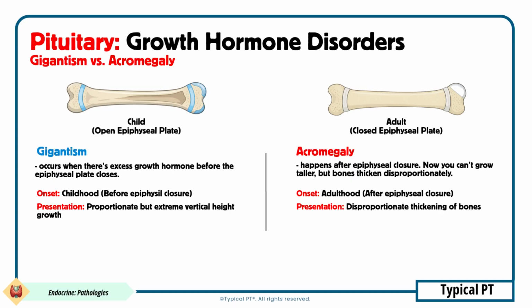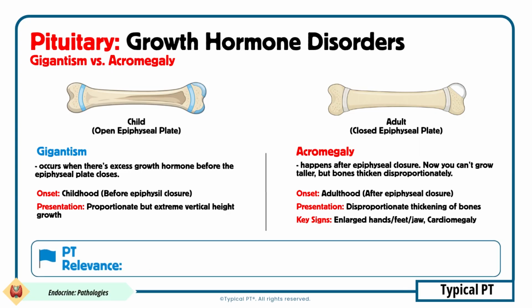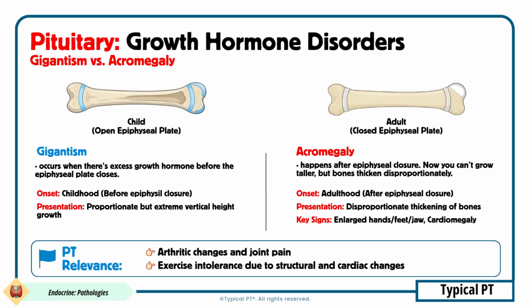Height no longer increases, but bones thicken unevenly. Common features include enlarged hands, feet, and jaw due to bone overgrowth. Enlargement of the heart is also common. Both conditions are associated with joint degeneration, pain, and reduced exercise tolerance due to skeletal and cardiac changes. Careful progression is needed because of joint stress and cardiac involvement.